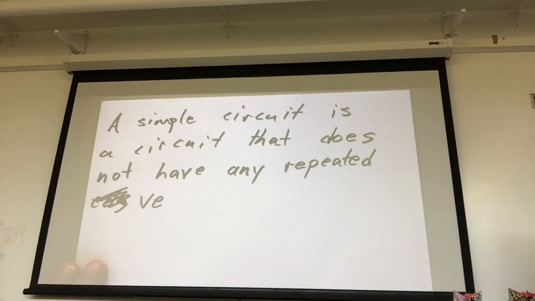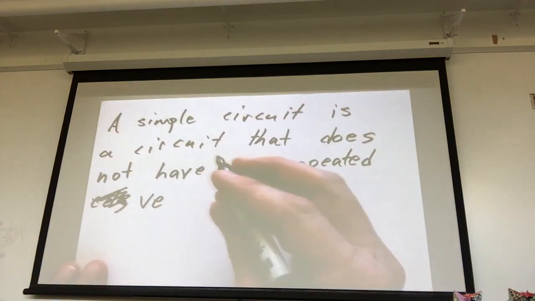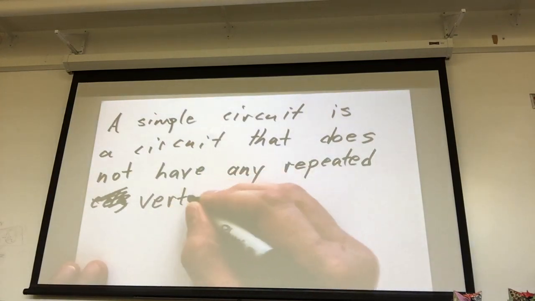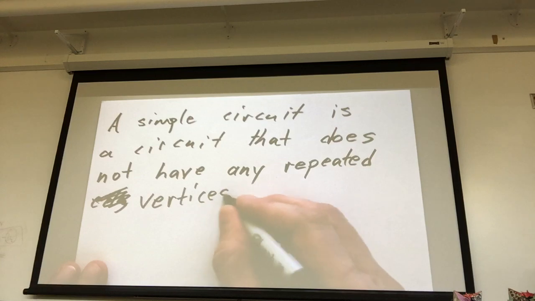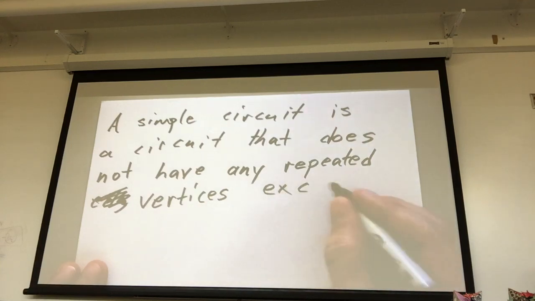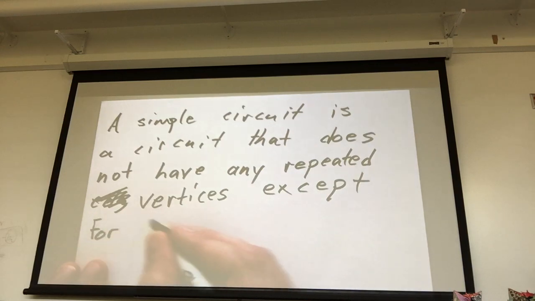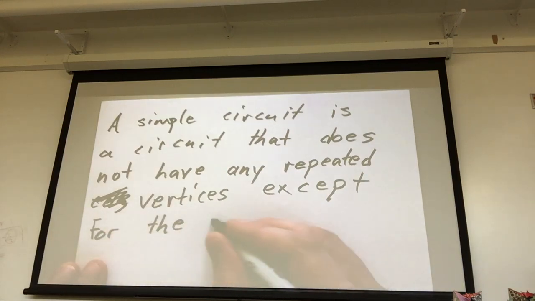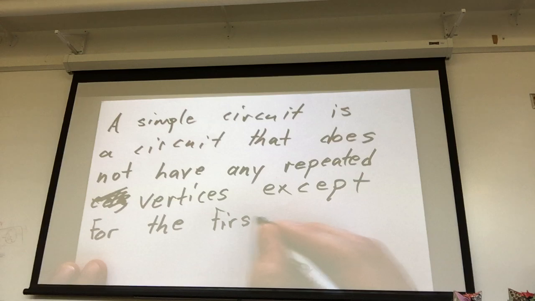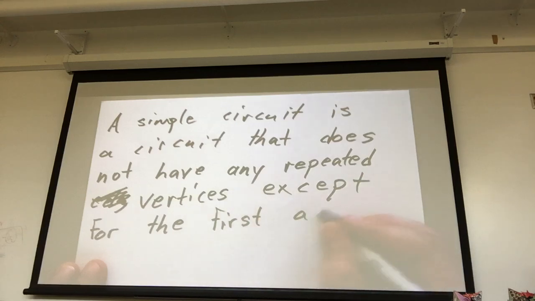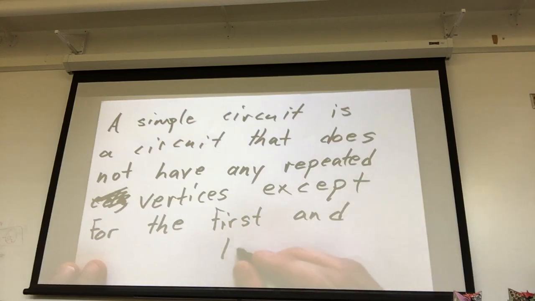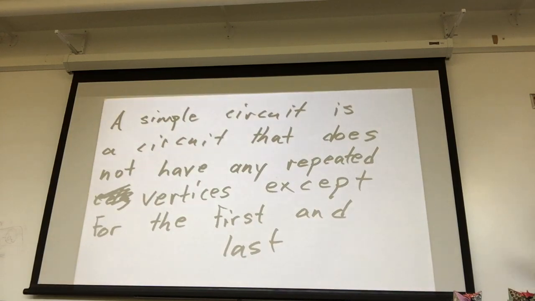So a simple circuit says, well, it's a circuit and it does not have any repeated vertices, except the first and last. Because you have to start where you began, so that vertex has to be repeated for it to be a closed walk. And a circuit is a closed walk.